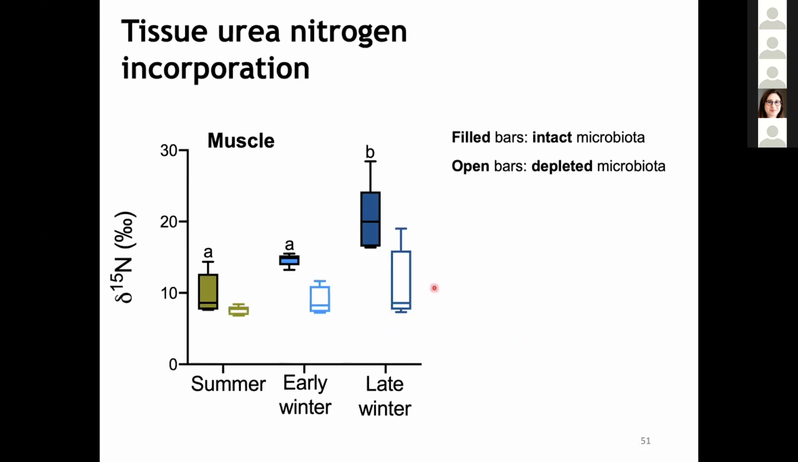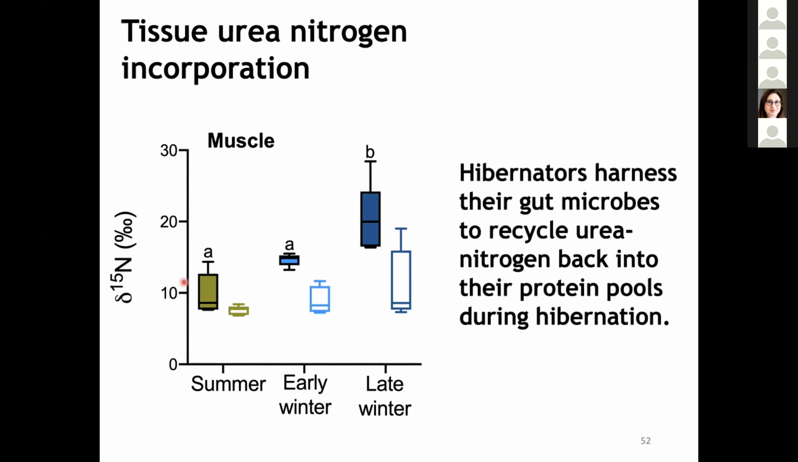And next, looking at muscle protein, we see by and large the same results here, albeit at a lower overall magnitude of N15 incorporation. So what these results mean is that hibernators can harness their gut microbes to recycle urea nitrogen back into their protein pools during hibernation, when they lack an exogenous source of this important molecular building block. And for us, this is really exciting because it's the best evidence yet that the gut microbiota plays a direct role in the metabolic phenotype of hibernation.